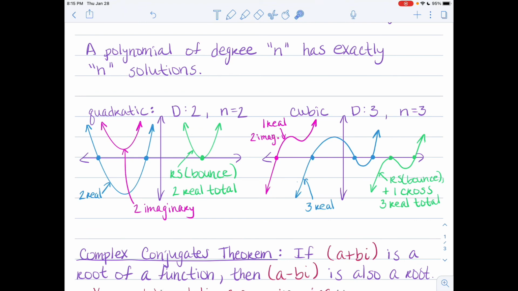And another thing that I want to kind of notice is with a cubic, I'm always at least going to have 1 solution that's real. Since these arrows go in opposite directions, they cover everything from positive to negative infinity. There's no way to draw a third degree or actually any odd degree polynomial without at least crossing the x-axis once.